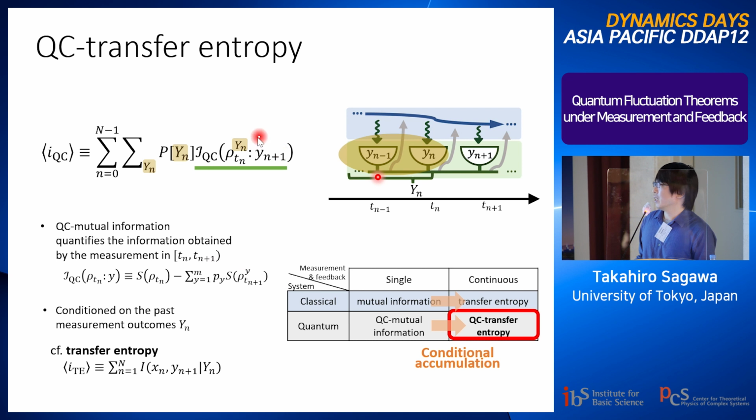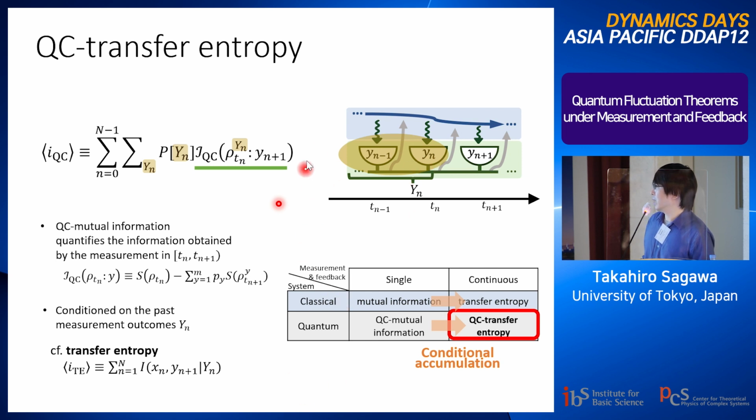Okay, so now we define the QC transfer entropy. In the classical case, the transfer entropy is described by conditional mutual information under the condition that we have measurement outcomes in the past, and we define the conditional mutual information between the system and the next step measurement outcome. So now we define the conditional QC mutual information between the system and the measurement outcome at time n+1 under the condition of the past measurement outcomes until time tn.